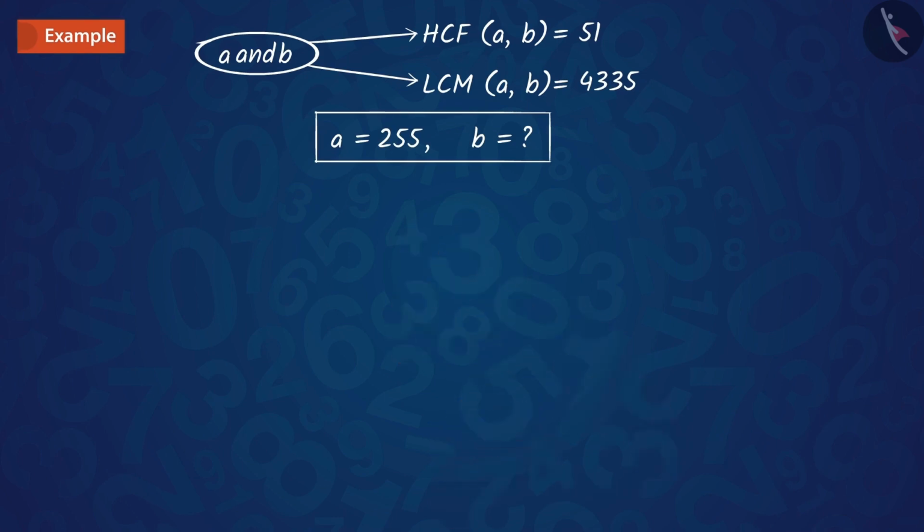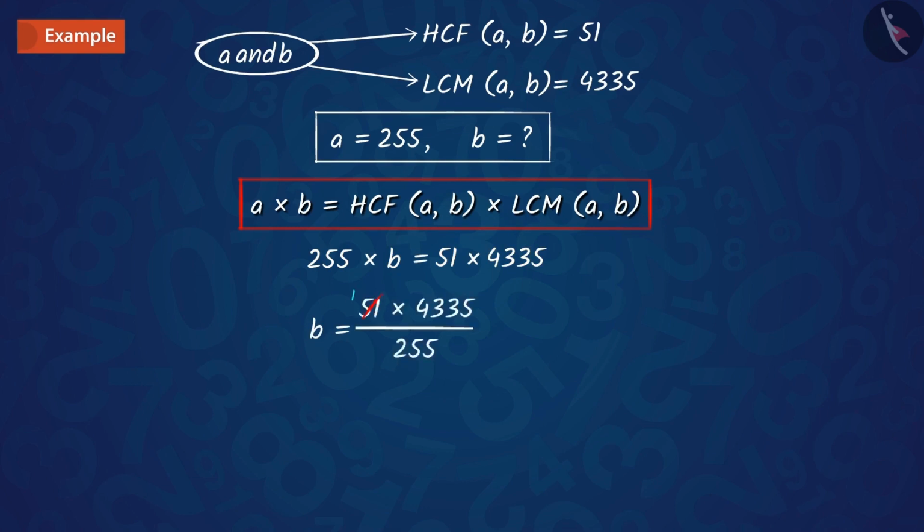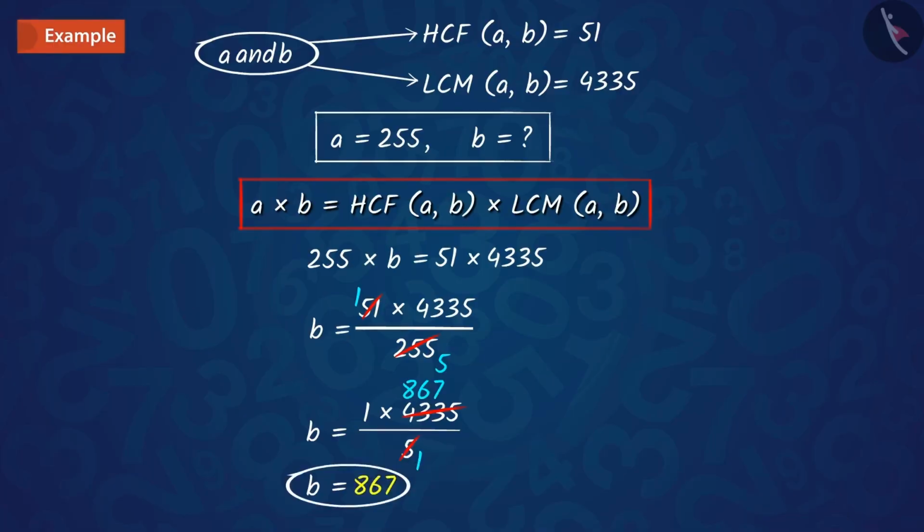We learned in our previous video that the product of two positive integers and the product of their HCF and LCM is always the same. Now, if we substitute these values given in the question in this formula and solve them, hence, the value of b will be 867.